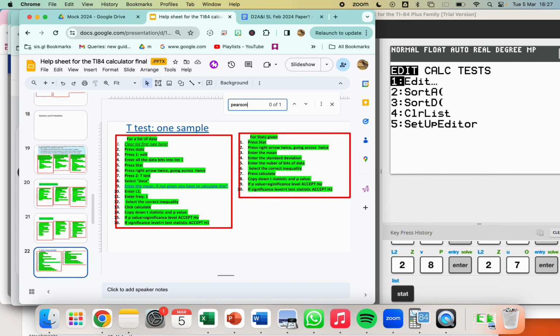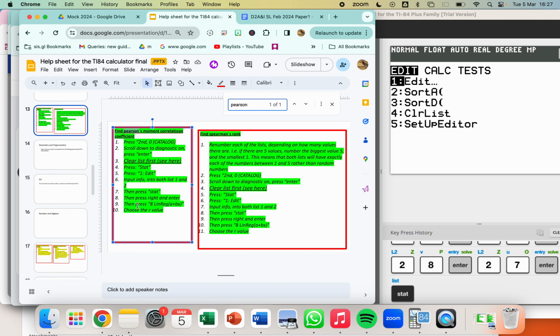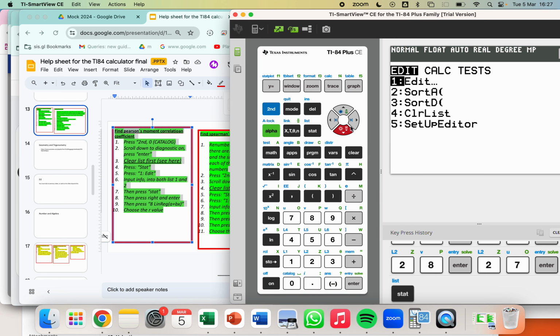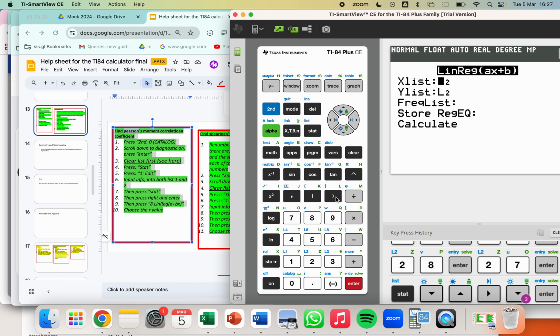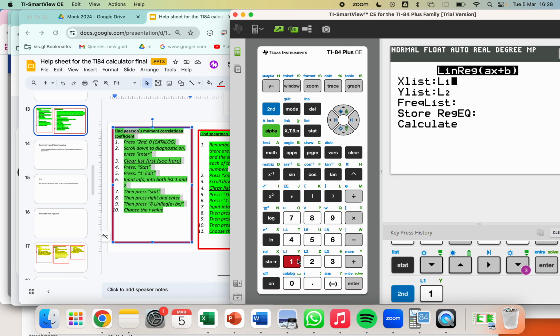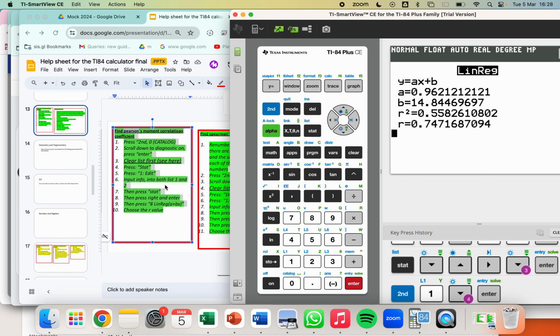If we search for Pearson's here, we are looking for R. So these are all the different steps. You can pause the video and look through this in your own time. We are going to go over to calc. We're going to go down to lin regress, which is ax plus b. We're going to put list 1 and list 2 because we're using both of the variables. And then all we do is press calculate. There we go. Our R is simply going to be 0.747 to 3 significant figures.